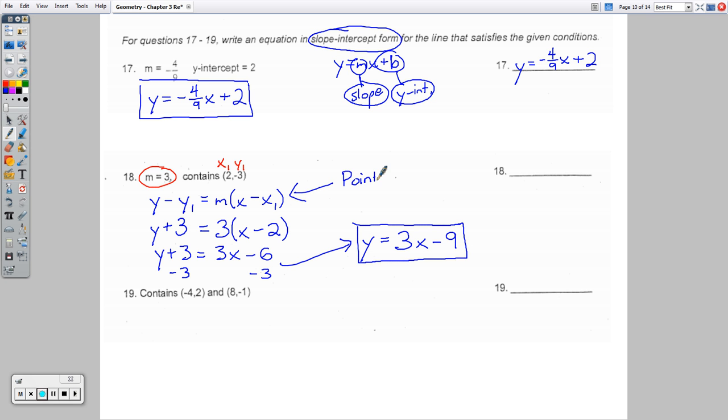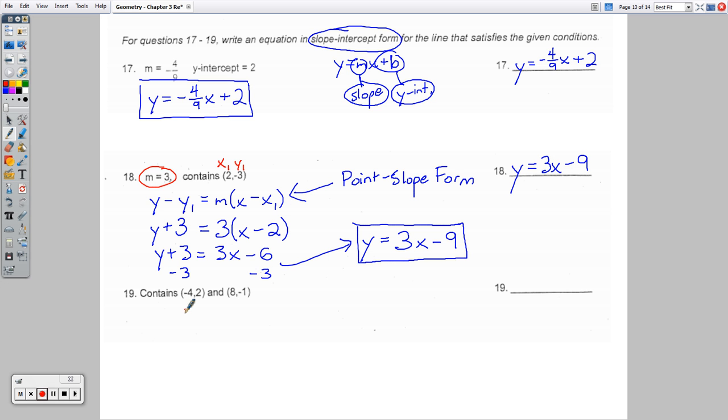So point-slope form, we can change point-slope form very easily to slope-intercept form. So my final equation there, 3x minus 9. And then if I have something like this containing 2 points, I'm going to need to calculate the slope first, and then I can use point slope form from there.